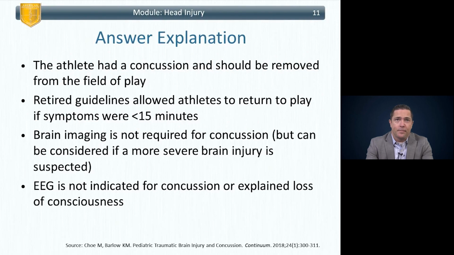This patient's had a concussion. In the past, our academy, the American Academy of Neurology, guidelines were that athletes could return to play if asymptomatic in under 15 minutes and no loss of consciousness. The newer, updated guidelines say any concussion symptoms, patients or athletes should be removed from play and not allowed to return that day. Brain imaging is not required for a concussion. It can be considered if a more significant brain injury is suspected, but for diagnosis of concussion, imaging is not a requirement. An EEG would also not be required. There's an obvious reason for the possible brief loss of consciousness here in the head injury, so an EEG looking for a seizure would be unnecessary.